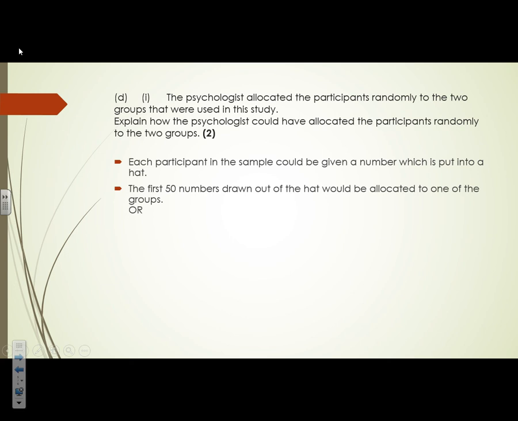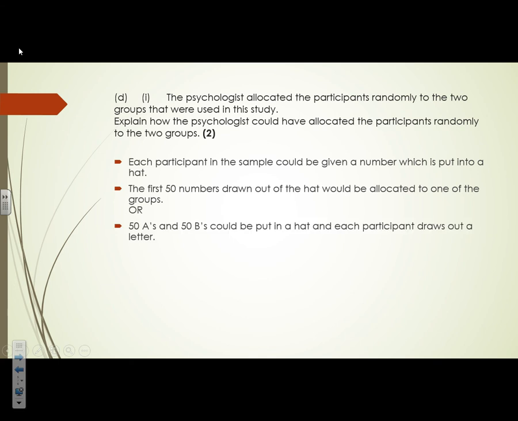You've said you'll number them, and then the first 50 numbers drawn out of the hat would be allocated to one group. If what you have done is said you would number all of the sample, and then you would draw 50 numbers out of the hat, and that's it. All you've said is you'd number some people and then you draw numbers out of the hat. It's completely pointless unless you say those first 50 numbers would be allocated to one group.